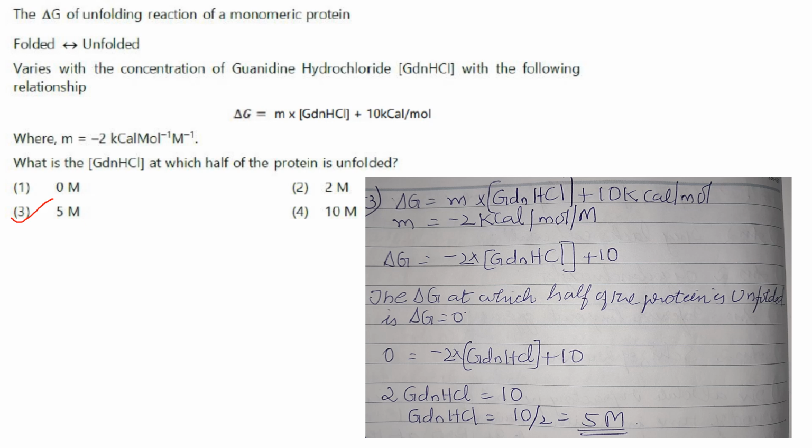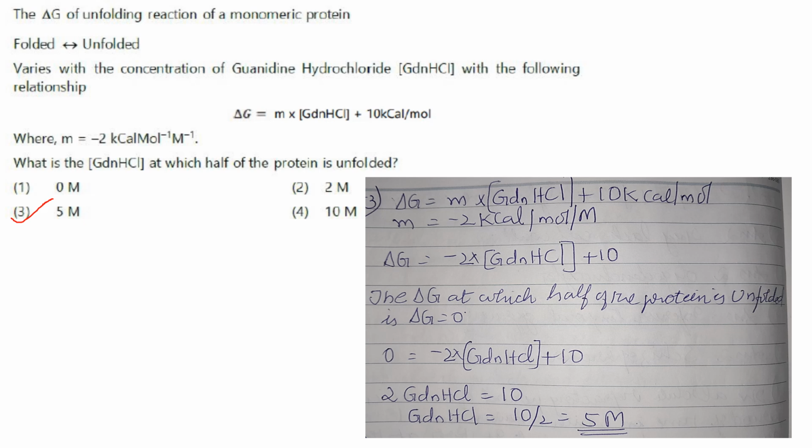Then next one. The delta G of unfolding reaction of a monomeric protein, folded to unfolded, varies with the concentration of guanidine hydrochloride with the following relationship. So delta G is equal to M into GdnHCl, guanidine hydrochloride, plus 10 kilocalories per mole, where M is minus 2 kilocalories per mole per molar. What is the concentration of guanidine hydrochloride at which half of the protein is unfolded?